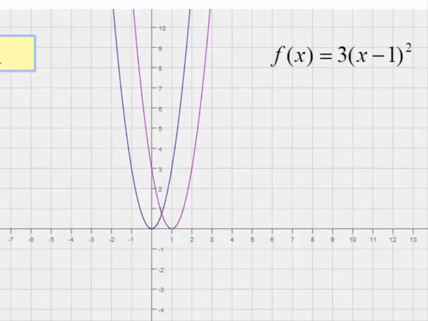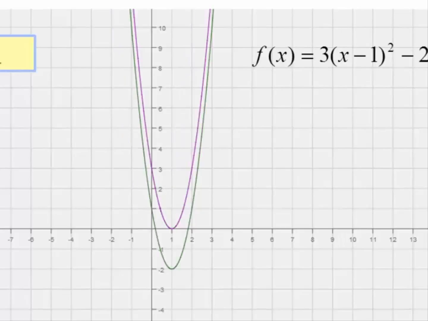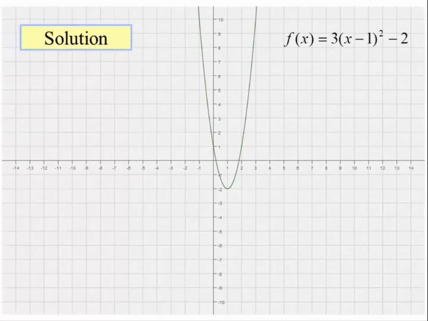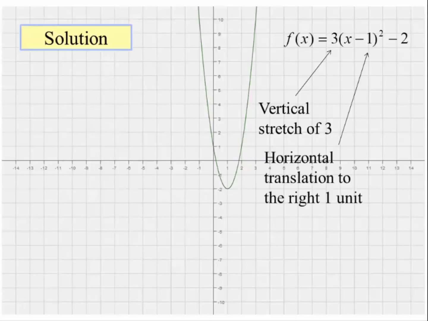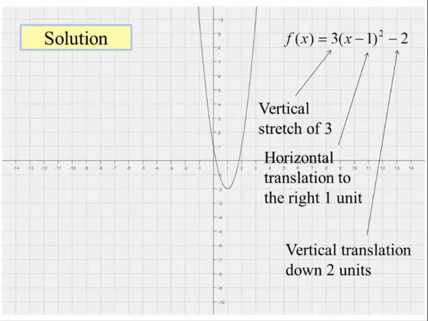Next is the value of k. k is a negative 2, so that means we take the graph and we translate it 2 units down. So we have our graph. And if we look at the values of a, h, and k, a was 3, so that's a vertical stretch by a factor of 3. h was 1, so that's a horizontal translation to the right 1 unit. And k is negative 2, so this is a vertical translation down 2 units.